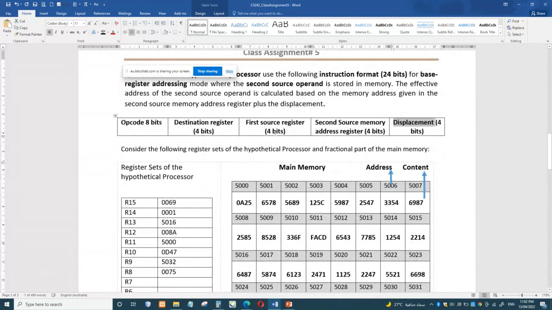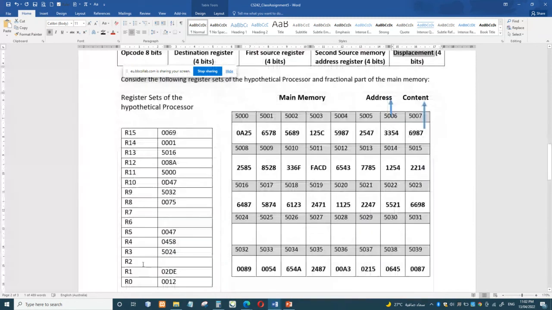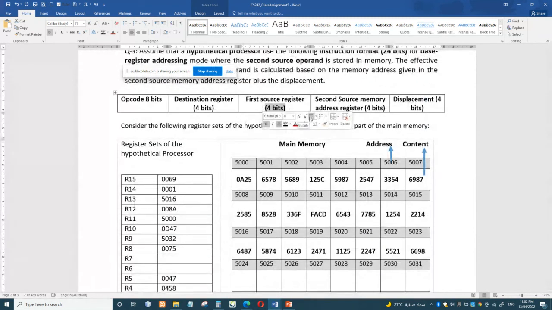The first source register, that means the first operand, where your first data is stored, is in one of the 16 registers. That will be specified here using 4 bits. But the second source operand is not inside a register, rather it is inside the memory. The memory address is not given here, rather the address of the register is given. That means it is telling the register that contains the address. So the register contains the base address of your second source operand.